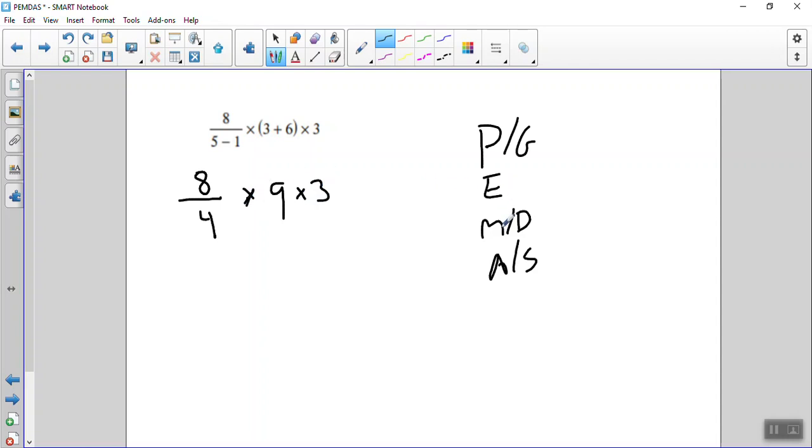Now, when there's no exponents, there is multiplication and division. This fraction bar is division, multiplication, and multiplication. We have to start to the left, so let's do 8 divided by 4 is 2. So that gives us 2 times 9 times 3. So, again, multiplication, start from the left. So we're going to do 2 times 9 first and get 18. And now, lastly, 18 times 3 is 54. That would be our final answer. And that's a quick 15-minute review of PEMDAS.